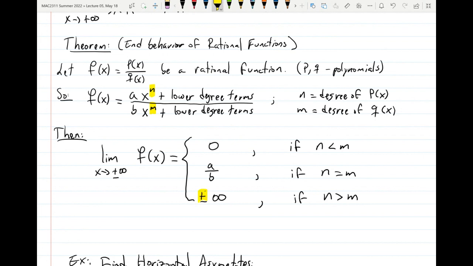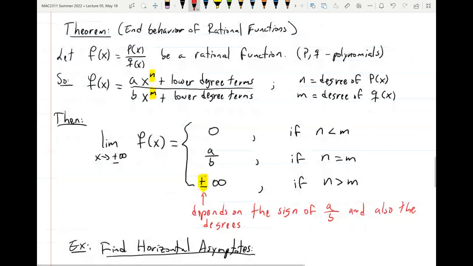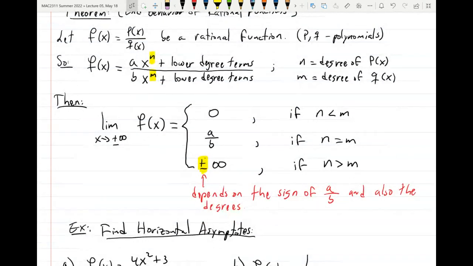So here, this plus or minus depends on the sign of a over b, and also the degrees. Okay. So in particular, on this note, we can use what we call the garbage rule that we called last time.